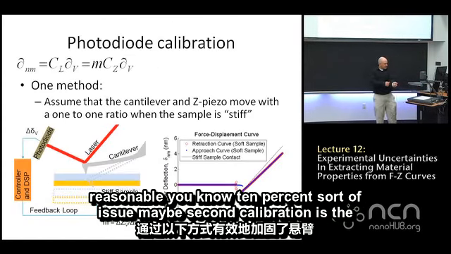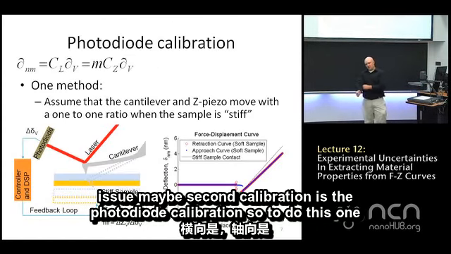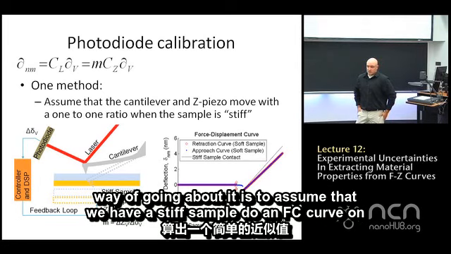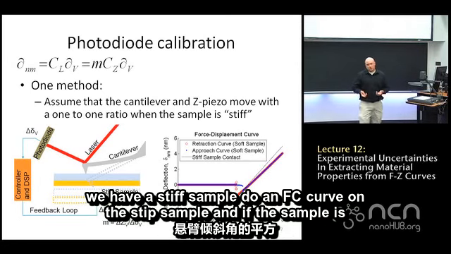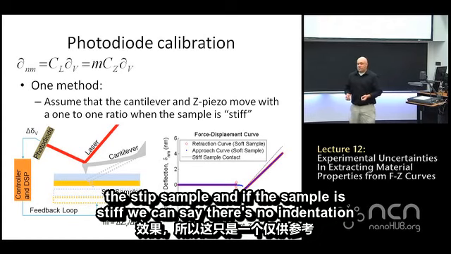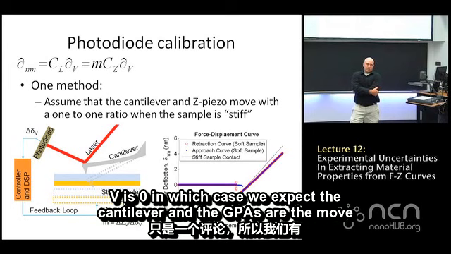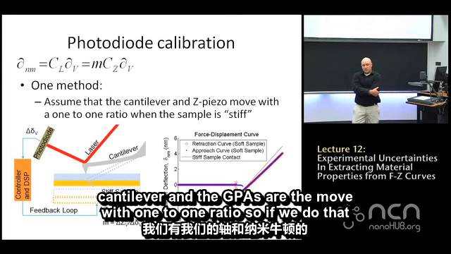Second calibration is the photodiode calibration. To do this, one way of going about it is to assume that we have a stiff sample, do an FZ curve on the stiff sample, and if the sample is stiff, we can say there's no indentation, D is 0, in which case we expect the cantilever and the Z piezo to move with a 1-to-1 ratio.